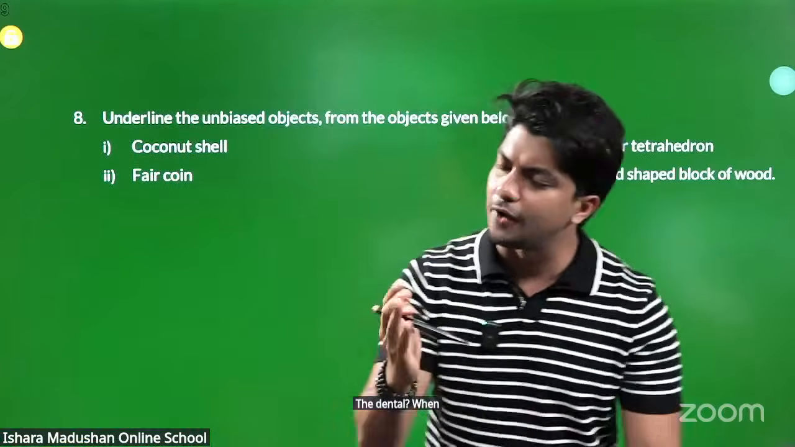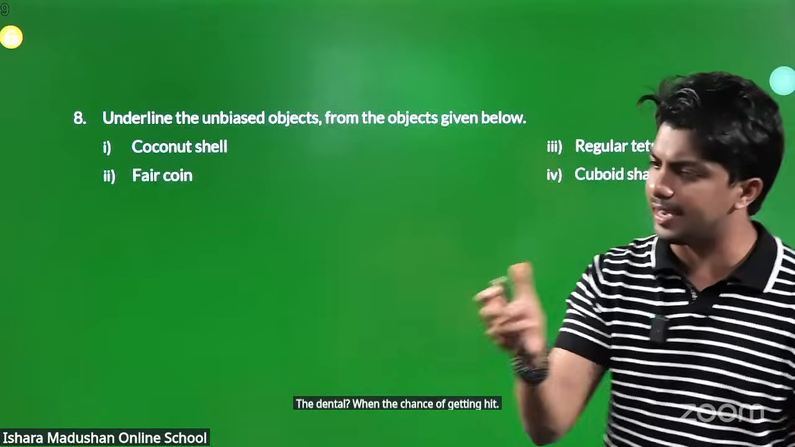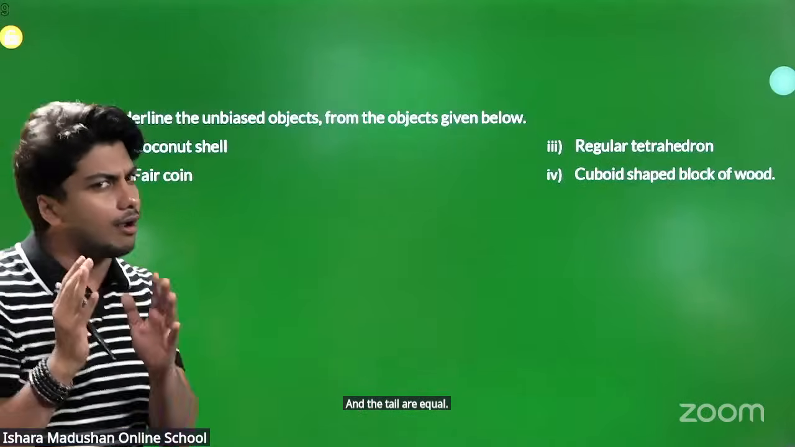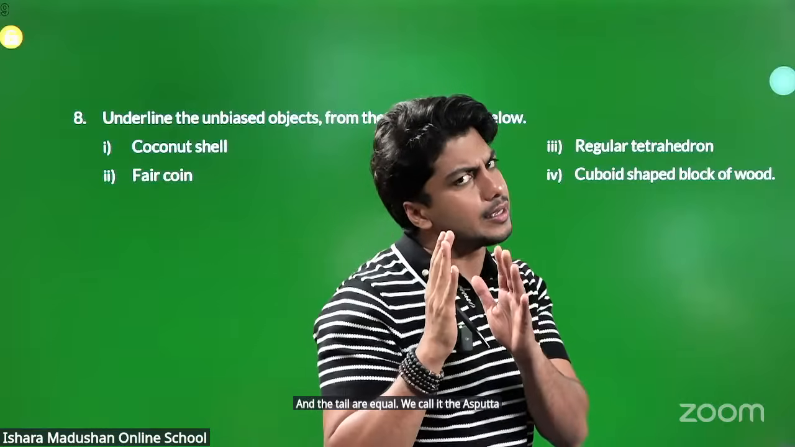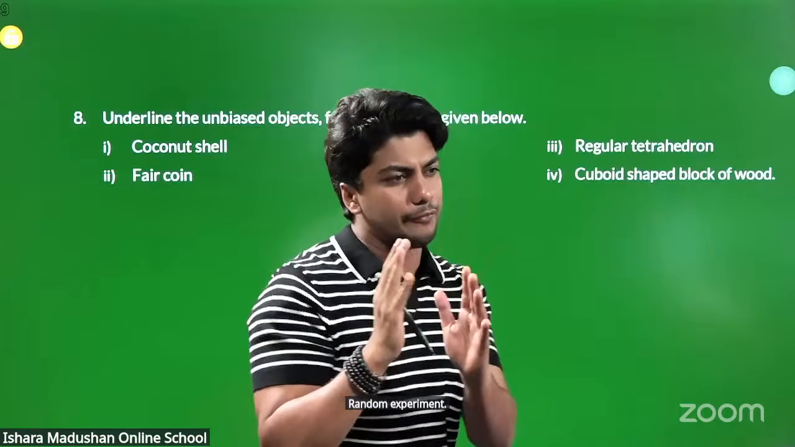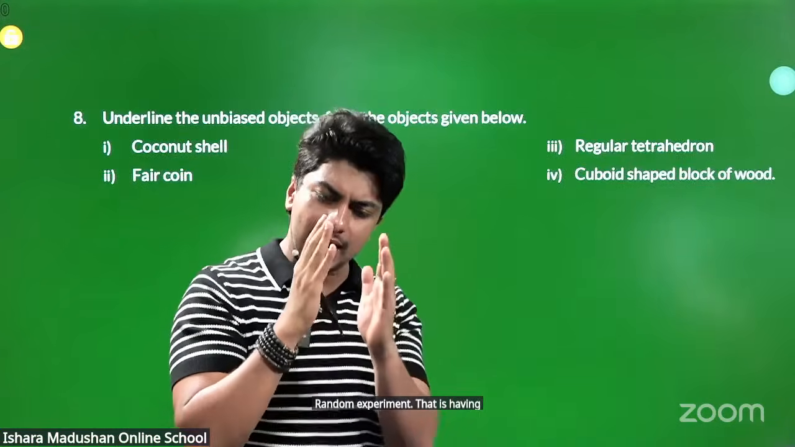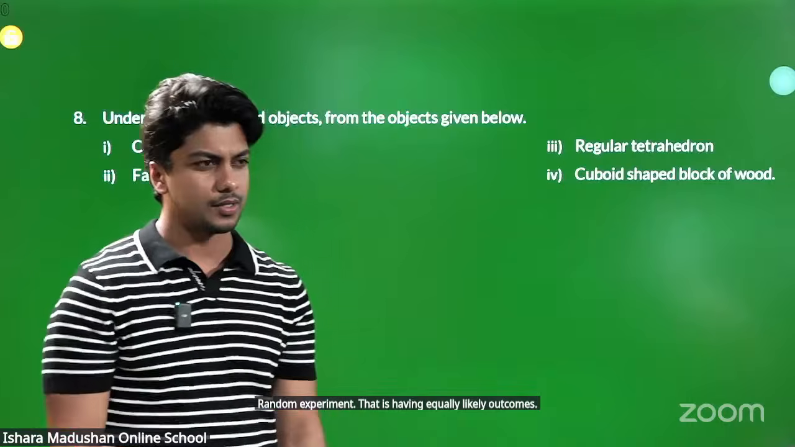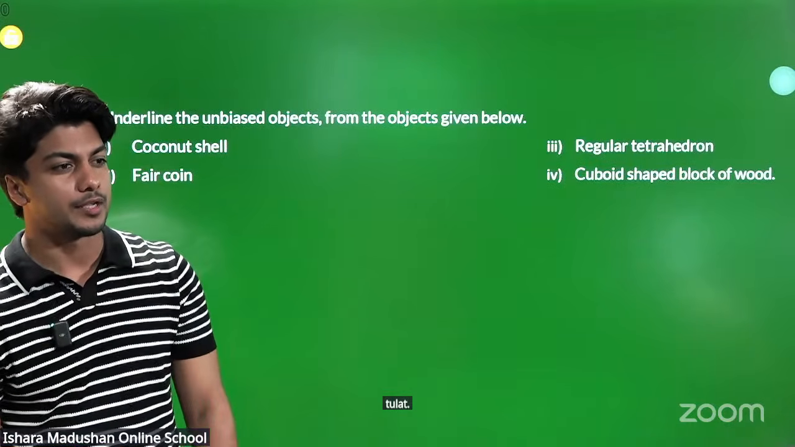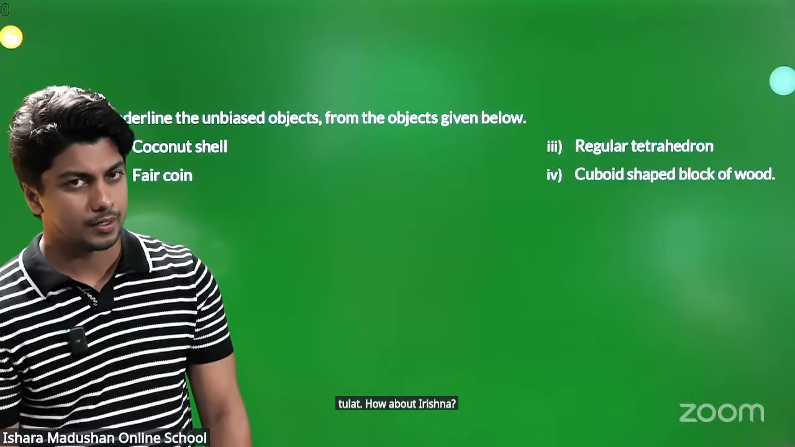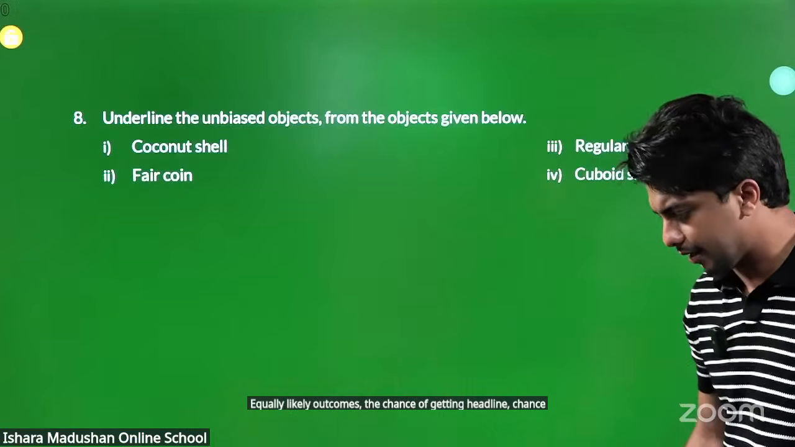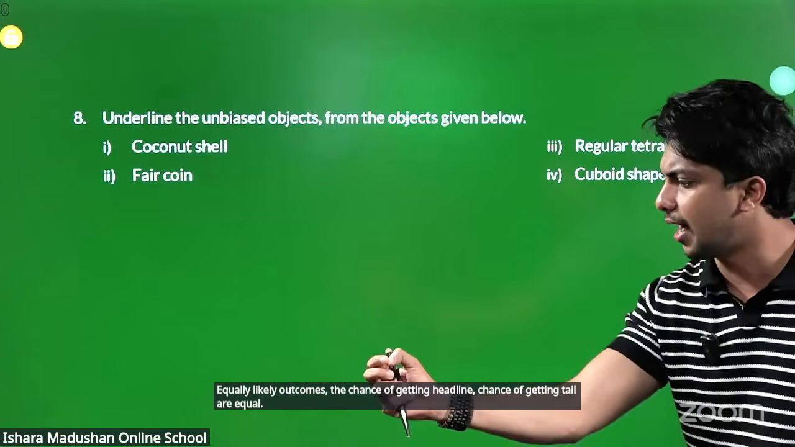When the chance of getting head and the tail are equal, we call it, Puta, a random experiment that is having equally likely outcomes. Equally likely outcomes. The chance of getting head and the chance of getting tail are equal because it is an unbiased coin.